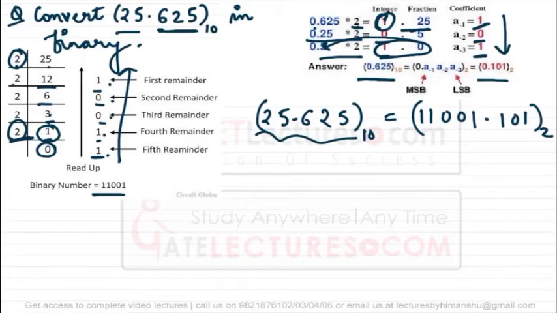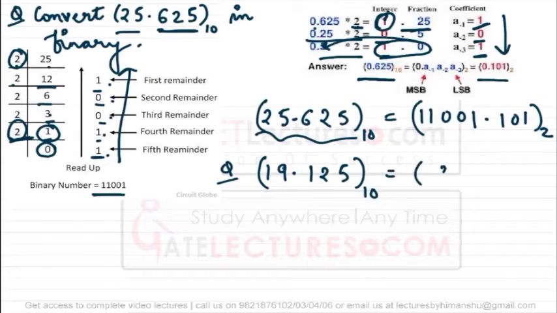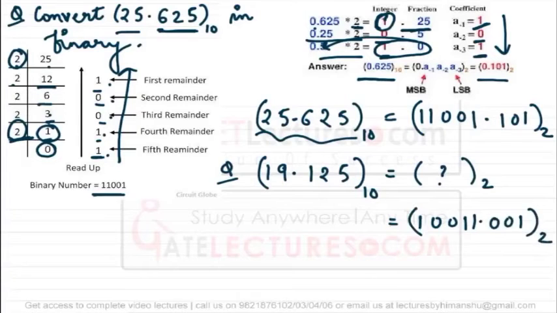Okay, let us take one more question. You can practice it by yourself. I am giving the answer. Convert 19.125, a decimal number, to binary. You must get 10011.001. You try this. Try to convert this to binary. You must get this answer.